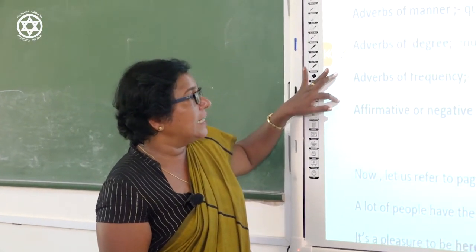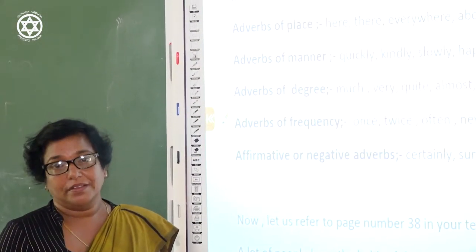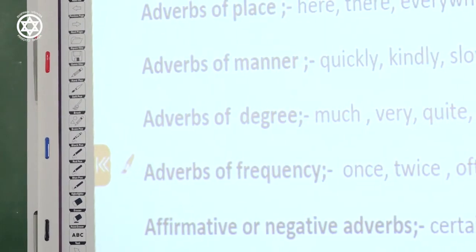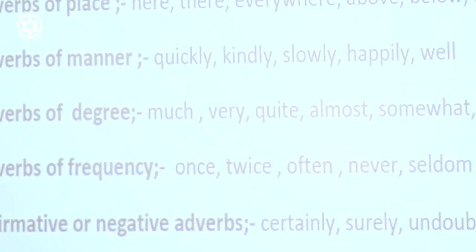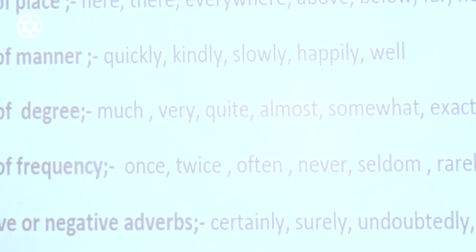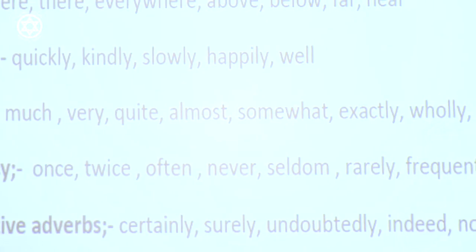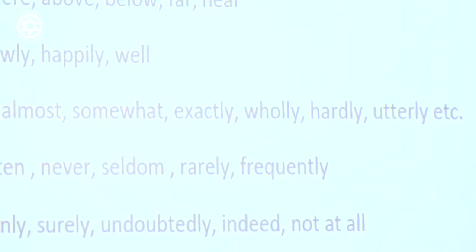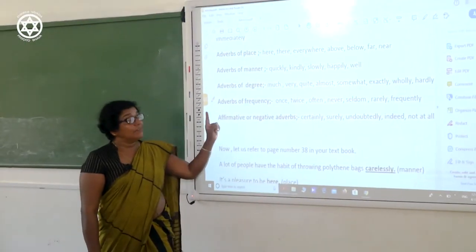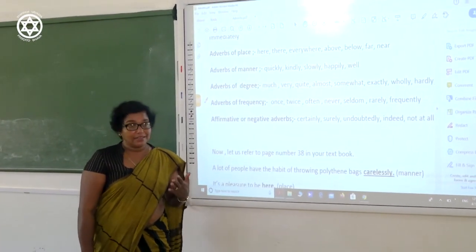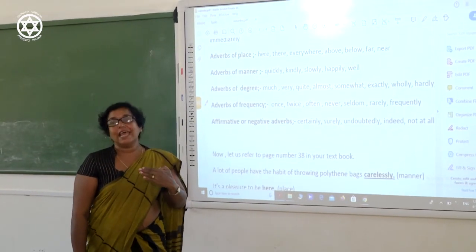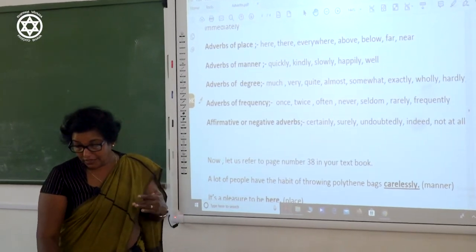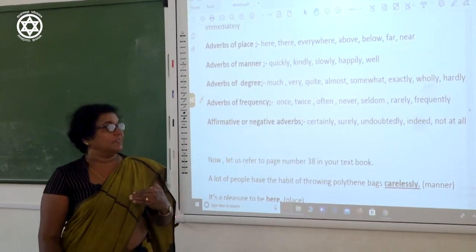Then there are adverbs of degree. Look at the examples that I have given you here: much, very, quite, almost, somewhat, exactly, wholly, hardly, utterly, etc. There are some other words as well. So, adverbs of degree tell us to what extent the action happens, to what degree, how much the action happens.